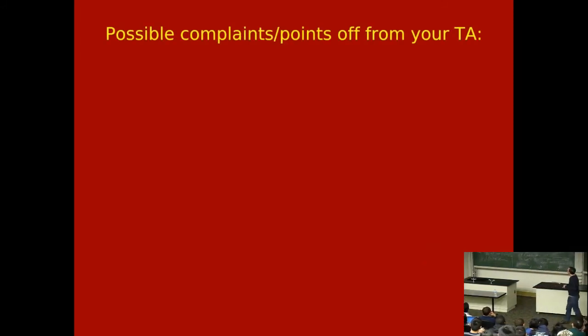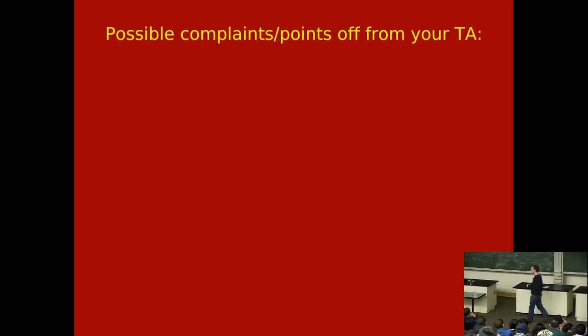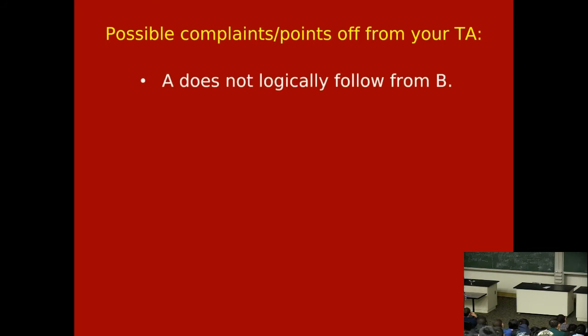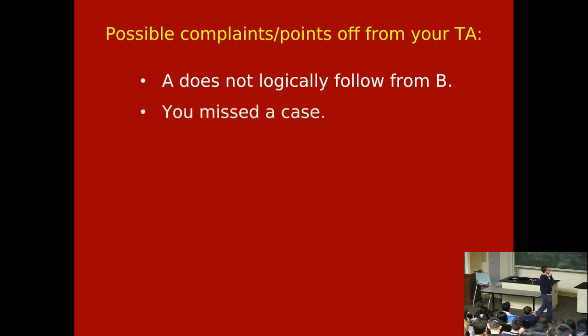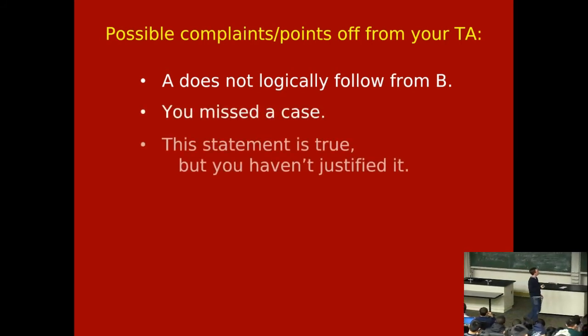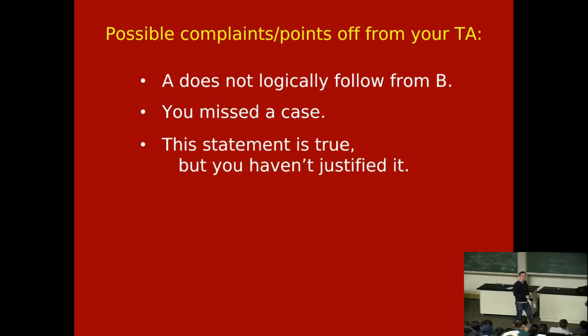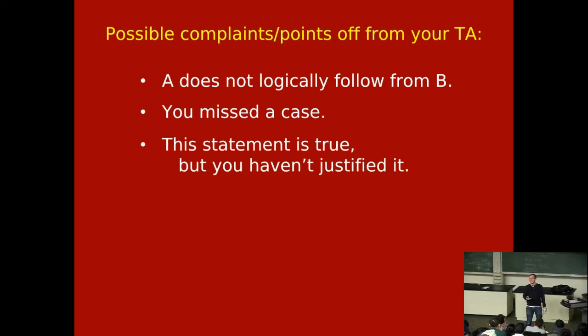So here are some possible complaints, responses, or points off you might get from your TAs when you write a proof. Some of these you might be used to. The TA might say the statement A that you wrote doesn't logically follow from statement B. Or you missed a case. Or what you wrote is true, but you didn't sufficiently justify it. These are common reasons you might lose points.